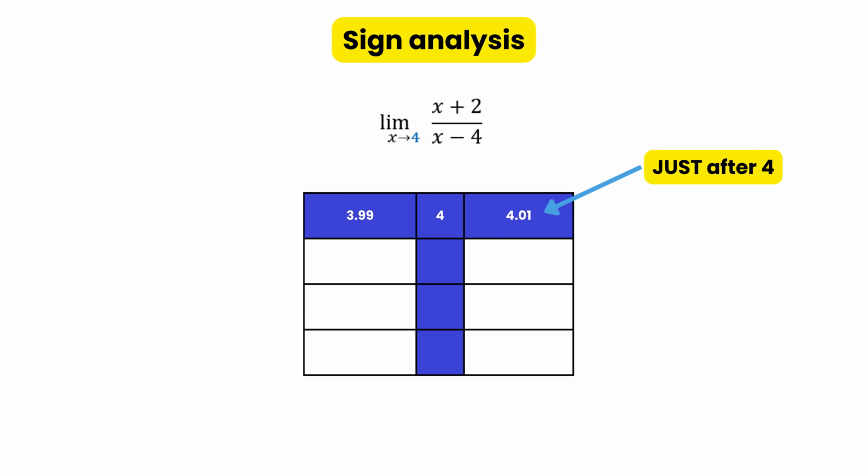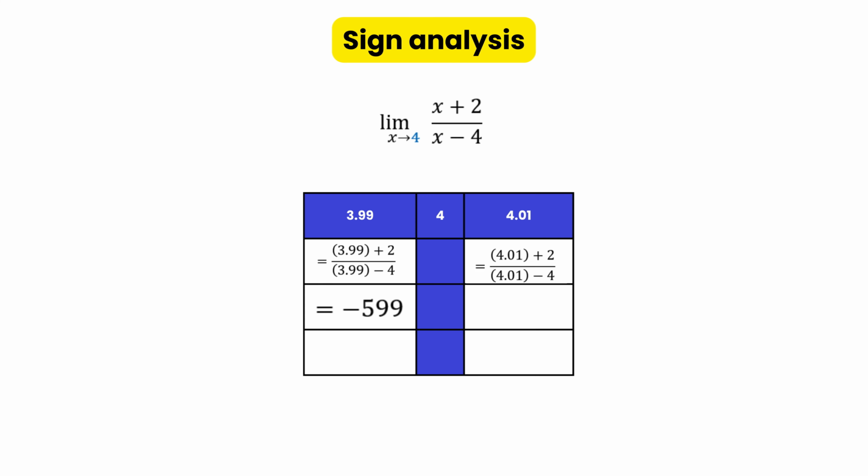Because remember, when we started with limits, we said a limit cares about what the function is doing as it gets closer to a certain x value. The limit doesn't actually care what's happening exactly at that x value. So what we're going to do now is plug in values just before 4 and just after 4 to see what answer we get. When we plug in the value just before 4, this is the answer we get. And when we plug in the value just after 4, this is the answer we get. In sign analysis, we only care about the signs of the answers, not the actual numbers themselves. That's why it's called sign analysis.